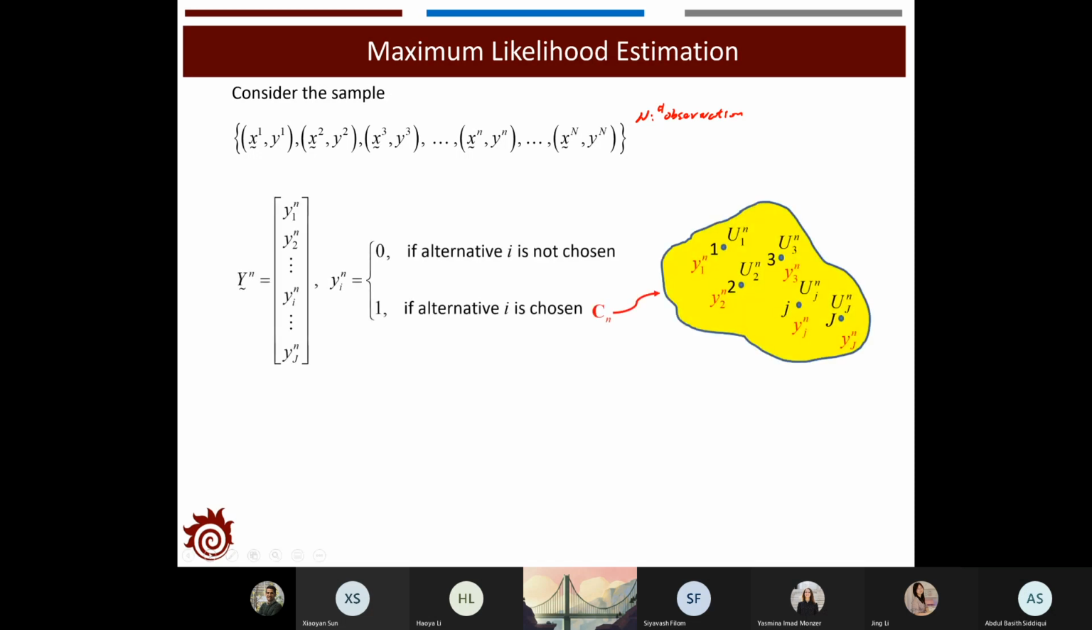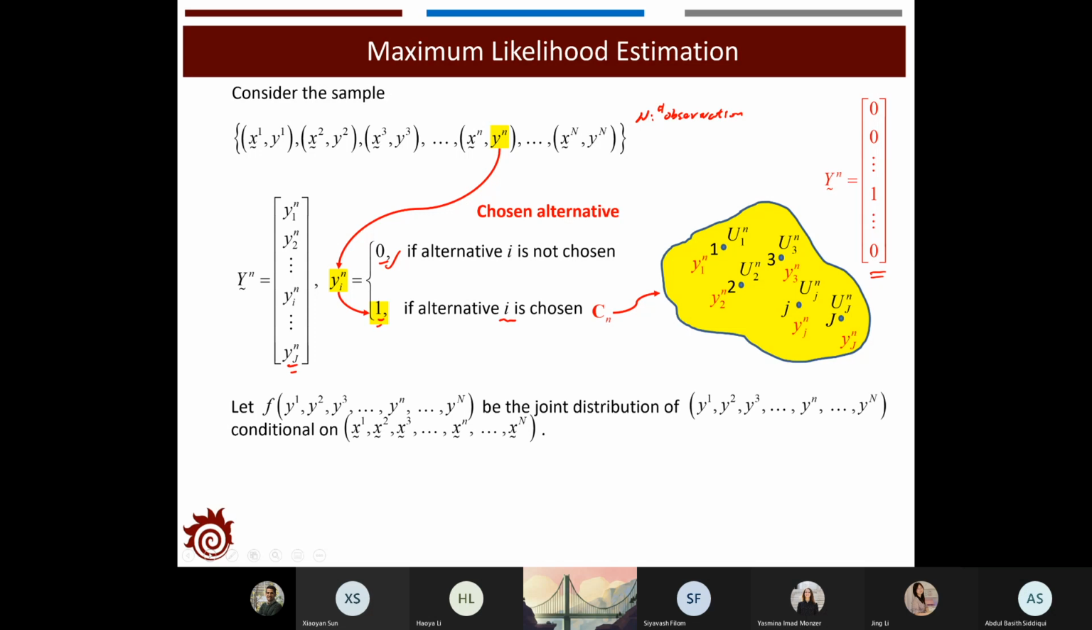For each individual, there are decisions about the j different modes. If mode i, or alternative i, is chosen, then yi is 1. For the other values, it will be 0. So that's the constraint for the multinomial logit model. We define this as the chosen alternatives, and it can also be written in matrix format.